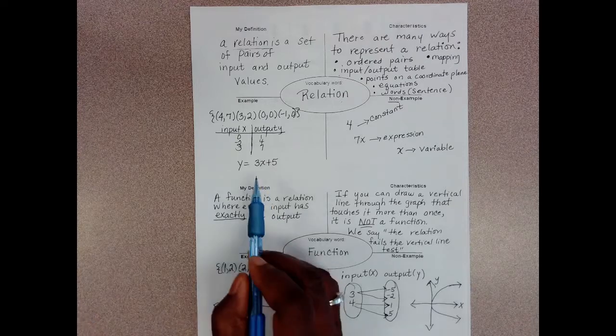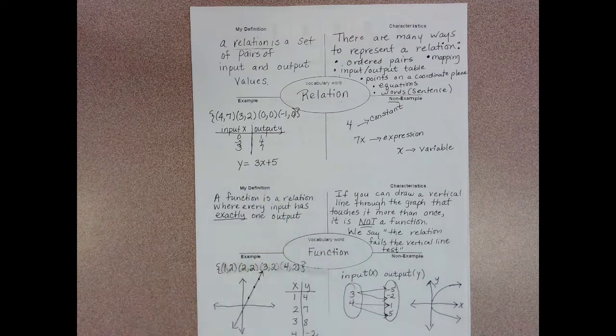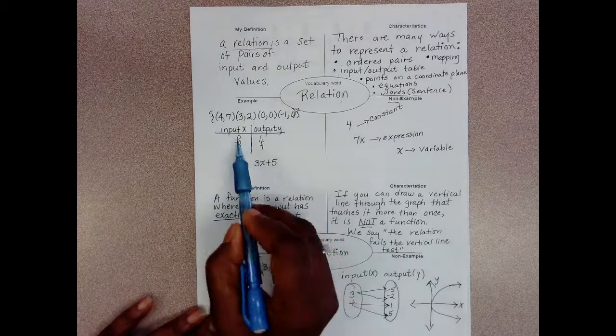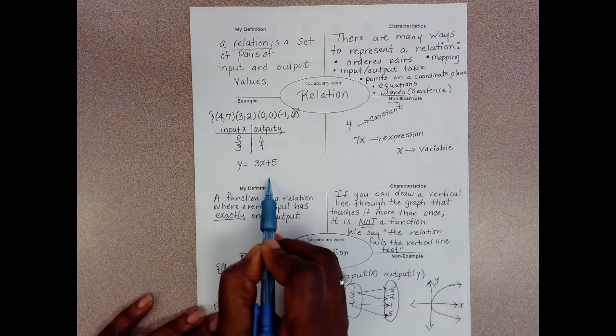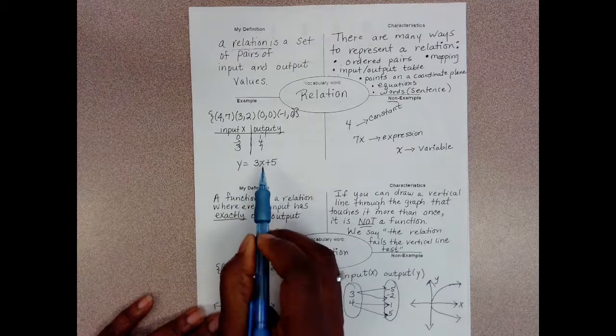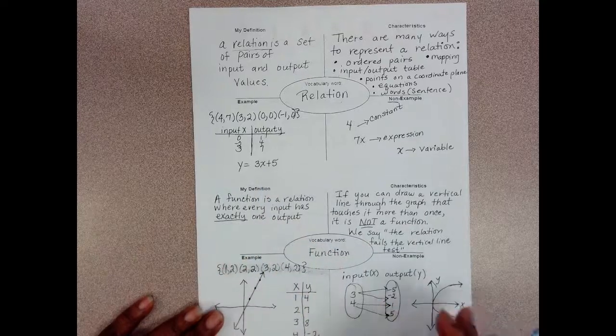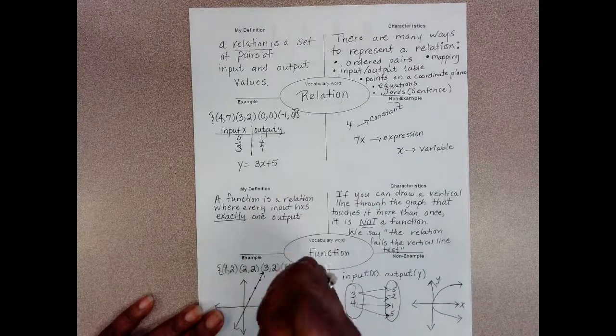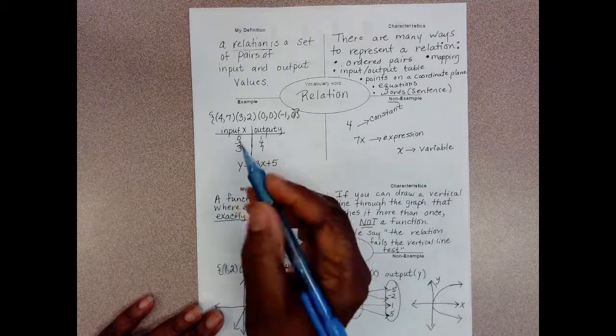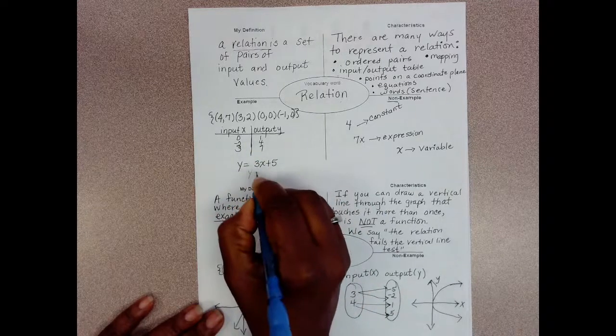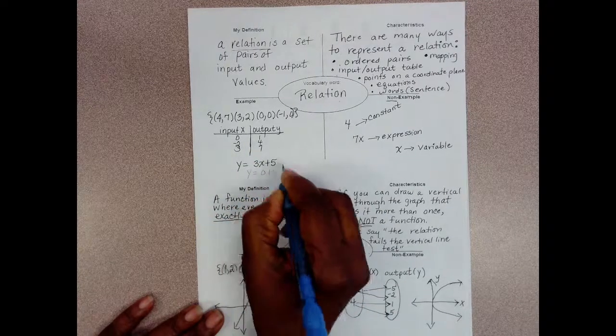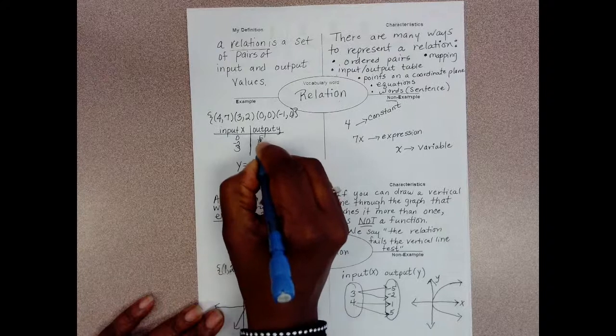And if you look at the equation y equals 3x plus 5, which we know is in slope-intercept form, if I were to input a value for x, I'm going to get an output value for y. For example, y equals 3x plus 5. If I were to input the value of 0, I end up with y equals 0 plus 5. So here, y should be equal to 5.